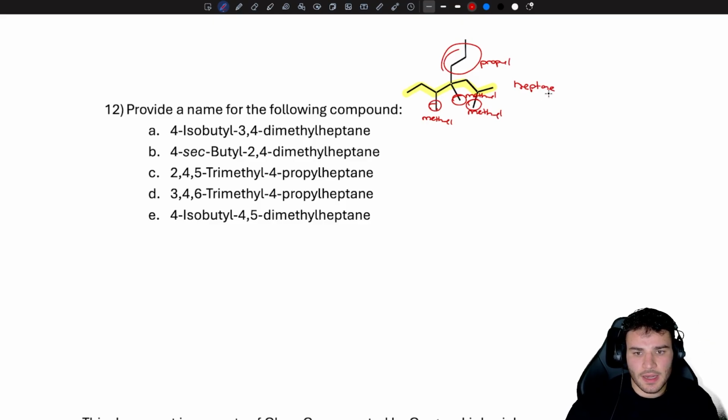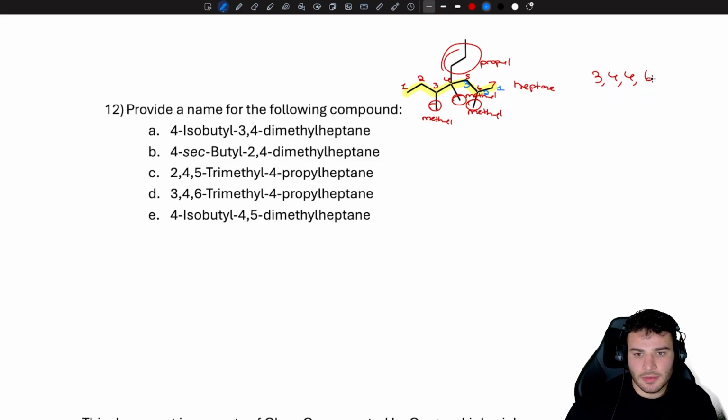Okay, let's figure out how to number this carbon. So if we were to number from left to right, we would end up with 1, 2, 3, 4, 5, 6, 7. And so our numbers would be 3, 4, 4, and then 6. I'm writing 4 twice because we have 2 substituents on that carbon. And if we were to number from right to left, we would end up with 1, 2, 3, 4, 5, 6, 7. And so our substituents would get 2, 4, 4, 5. Clearly the second way is better.